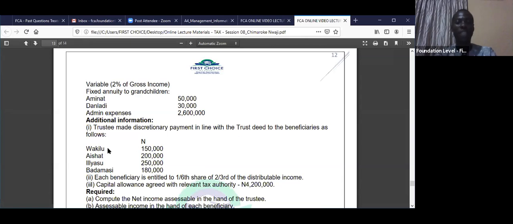Now look at the beneficiaries here. If any of them are inside here, fine. But we have Wakilu, not part of those given annuity. Aisha, not part. Iliasu and Badamasi. So you see now that we have 1, 2, 3, 4, 5, and 6. So you're going to create 7 columns. Now look at one. Each beneficiary is entitled to 1/6. So who are the beneficiaries? This is a beneficiary, and these two are also beneficiaries.